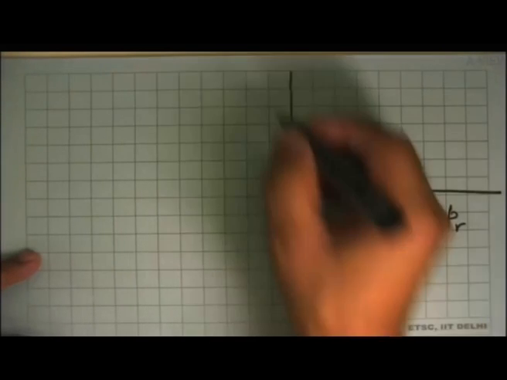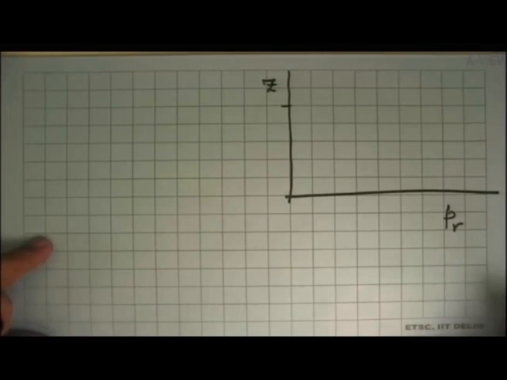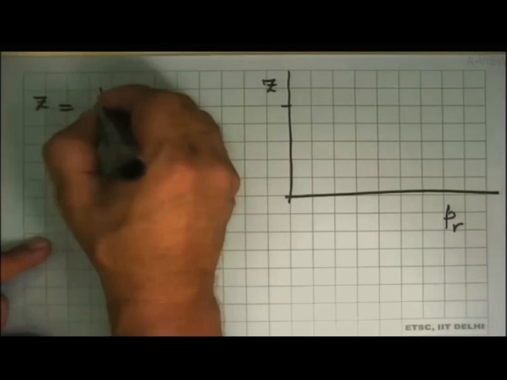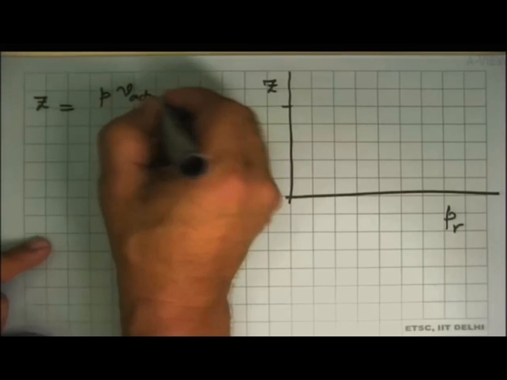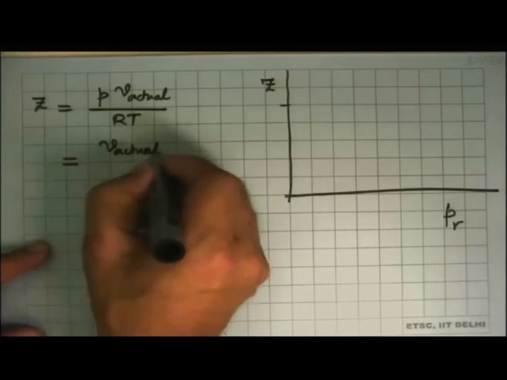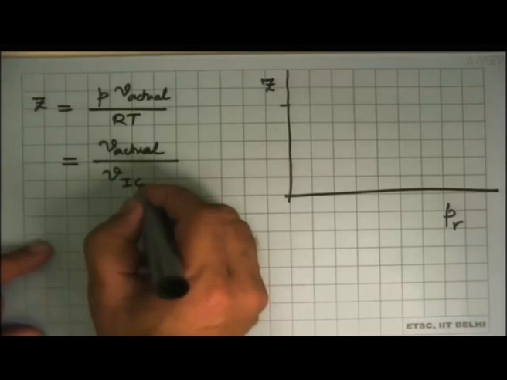And then we went about doing an exercise of saying that if we plot on this side the reduced pressure and on the y-axis the compressibility factor, then what will the graphs look like? For that we defined yesterday the compressibility factor Z as PV actual divided by RT, or a ratio of the actual specific volume of the material divided by the specific volume that would be calculated from the ideal gas equation.